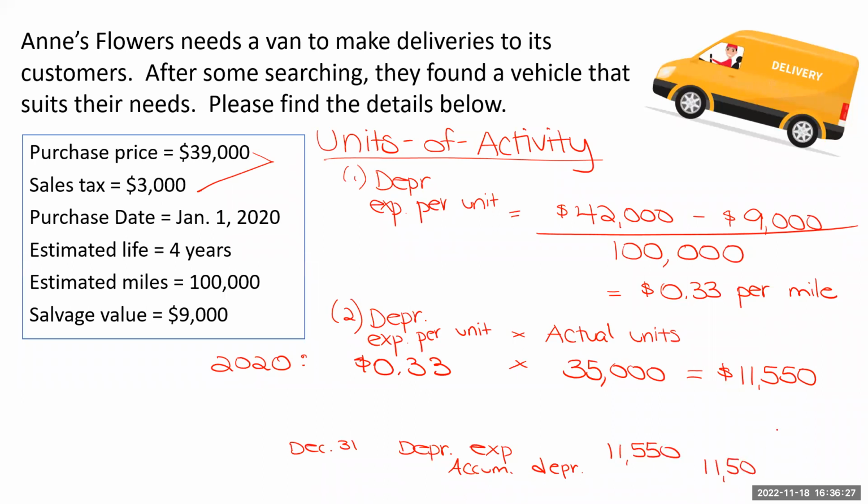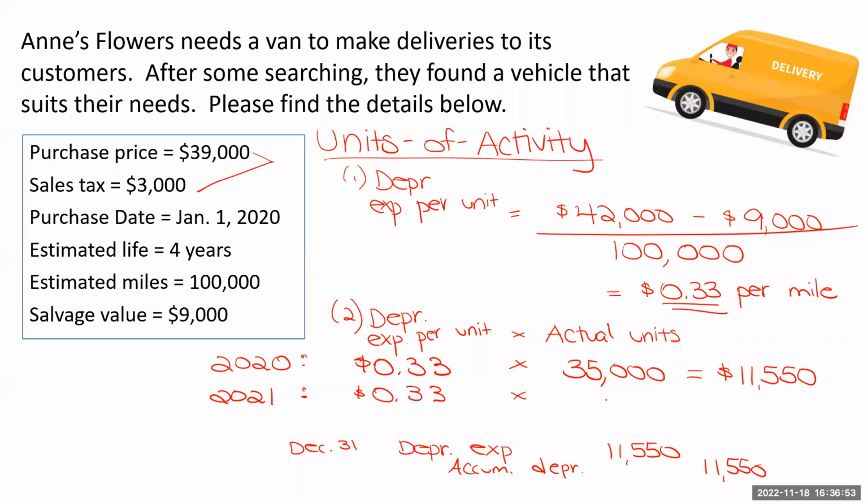Let's try one more year, just so that you can see one important thing. This depreciation expense per unit doesn't change. I have students that like to update this calculation every year. It doesn't change. Okay, so for 2021, the expense per unit is the same you calculated previously. What does change is the usage. In 2021, we only drove 25,000 miles.